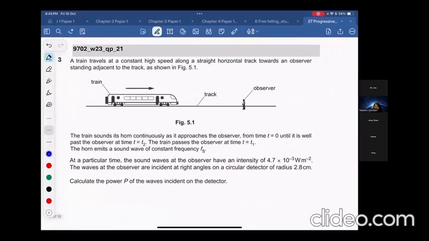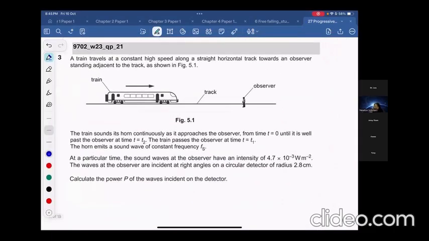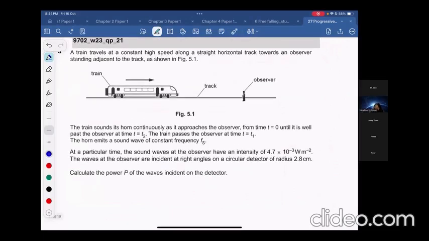A train travels at a constant high speed along a straight horizontal track towards the observer. The train producing the sound is not important here. Actually, this one is to ask about the Doppler effect. What we want is the second part. The sound has the intensity I.